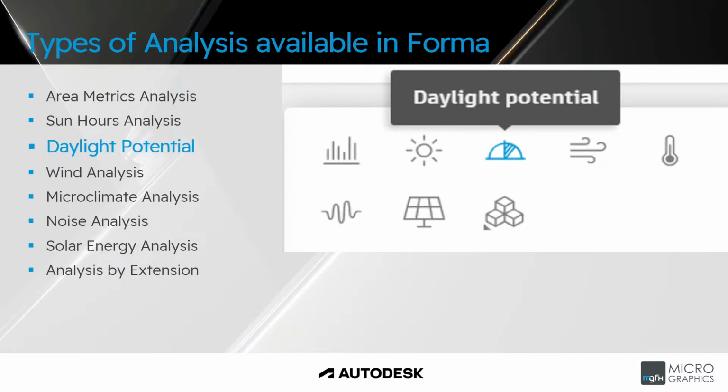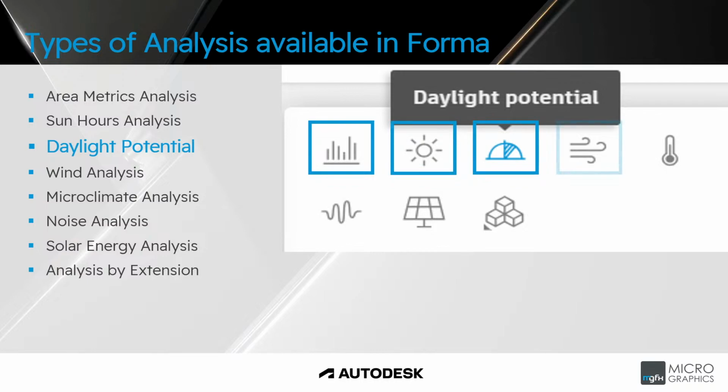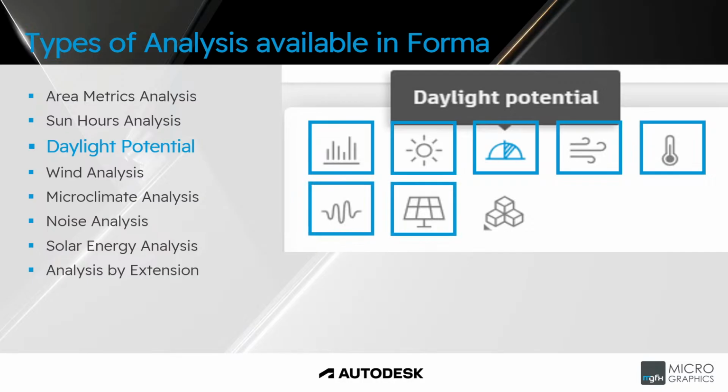Different types of analysis available in Forma. The available analyses are area metrics analysis, sun hours analysis, daylight potential analysis, wind analysis, microclimate analysis, noise analysis, solar energy analysis, or analyses by extensions.